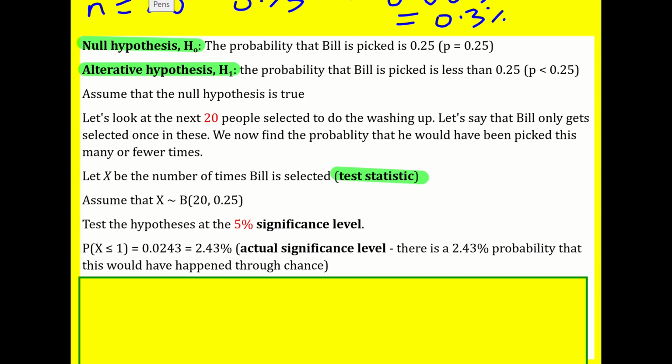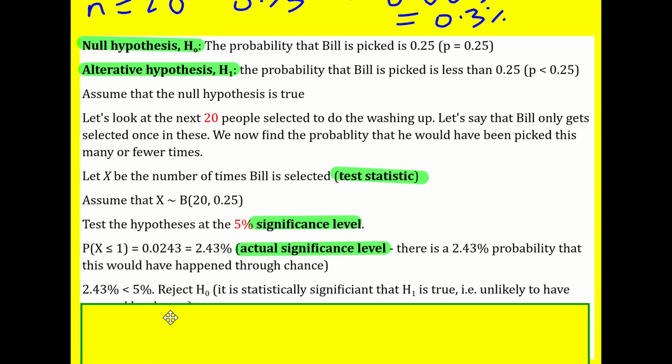That is the probability that that possibly could have happened. He either is selected 0 times or selected 1 time. And we call this the actual significance level. Like I said, it's that probability that it would have happened. So there's a 2.43% probability that it would have happened through chance. And remember, our level that we're interested in is 5%.